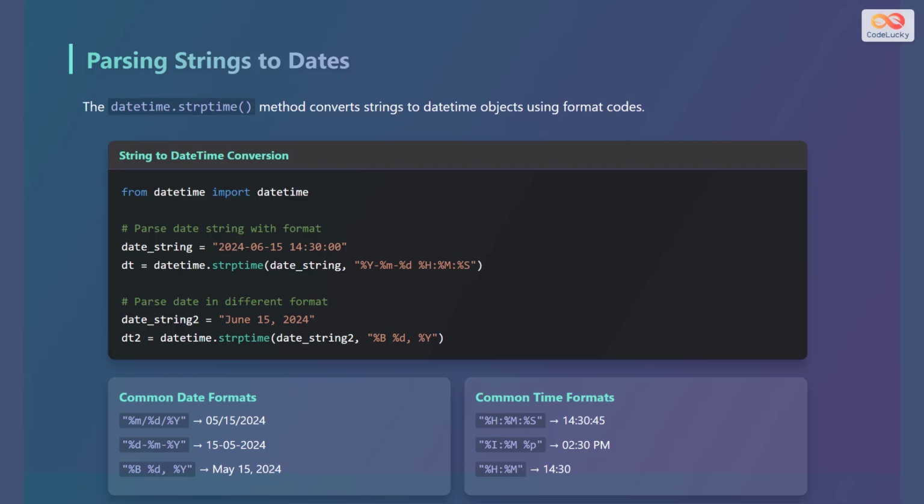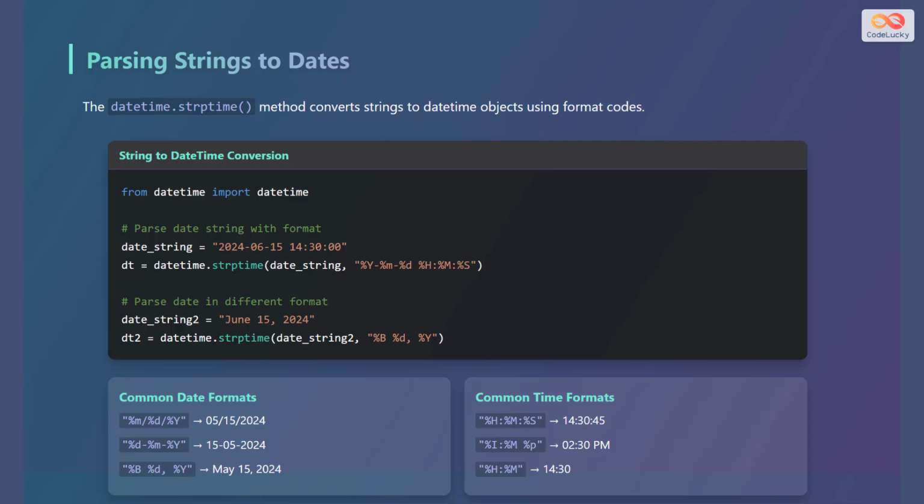2024-06-15 14:30:00, use DateTime.StripTime date string %Y-%m-%d %H:%M:%S. You can also parse dates in different formats by adjusting the format codes accordingly. For example, to parse the date string June 15, 2024, use DateTime.StripTime date string %B %d, %Y.